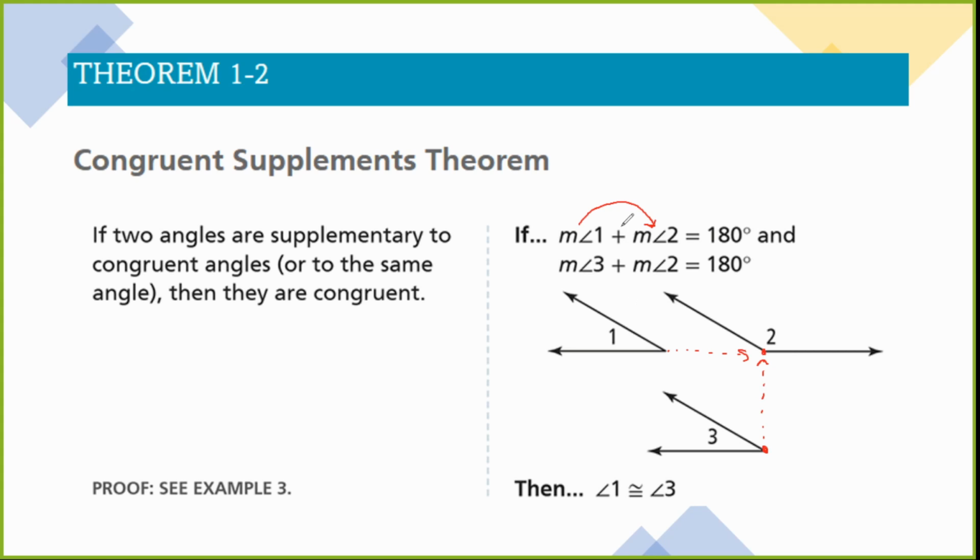Because both angle 1 plus angle 2 is equal to 180 and angle 3 plus angle 2 is equal to 180, I can say the measure of angle 1 plus the measure of angle 2 is equal to the measure of angle 3 plus the measure of angle 2. And by the subtraction property of equality, I am left with the statement the measure of angle 1 is equal to the measure of angle 3. And that is our conclusion.